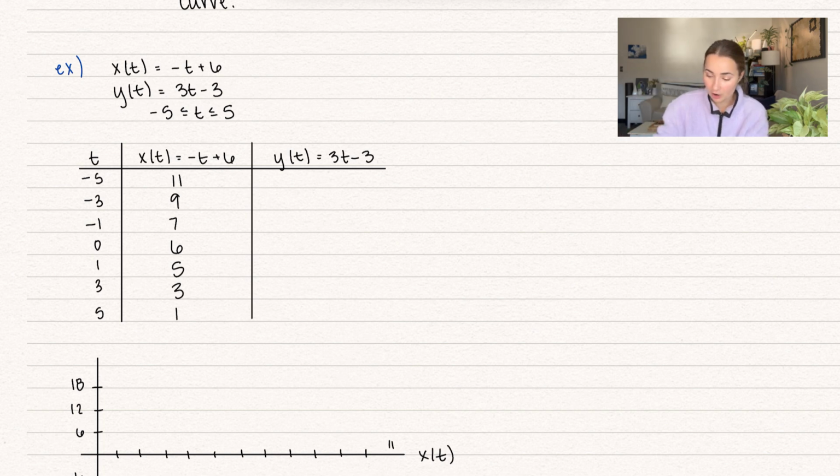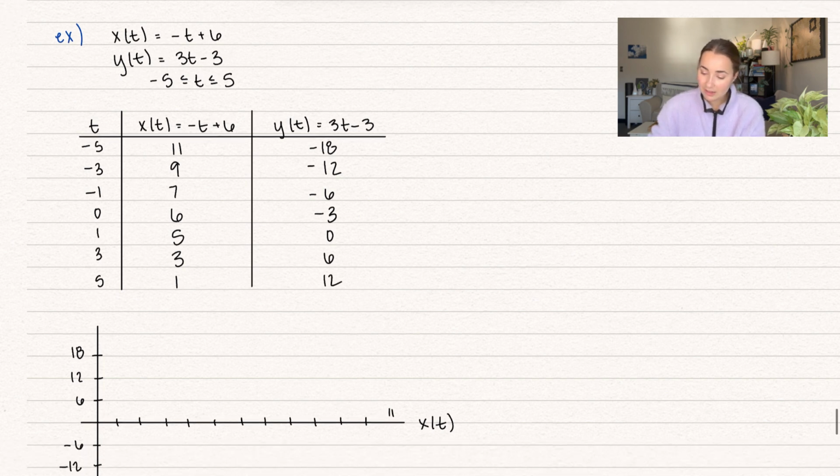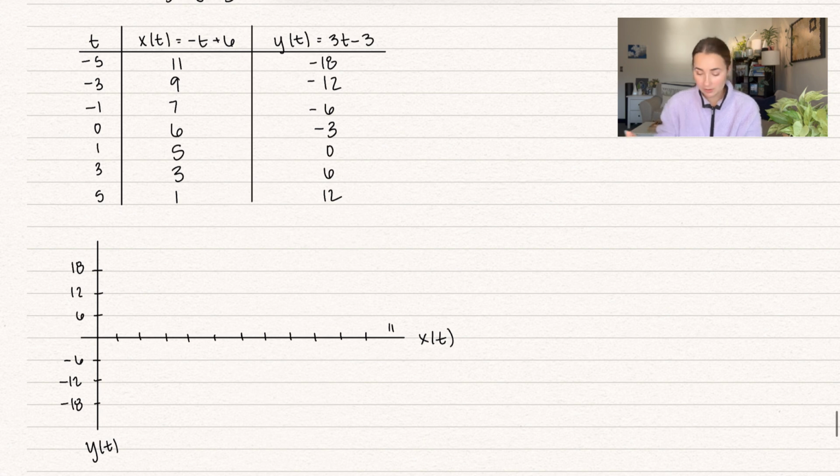Now let's go on and find our y of t's. So 3 times -5 is -15, minus 3 is -18. Then we get -9 minus 3 is -12. -3 minus 3 is -6. 0 minus 3 is -3. Now we get 3 minus 3, 0. 9 minus 3 is 6. And 15 minus 3 is equal to 12. So now let's go ahead and fill in our graph accordingly.